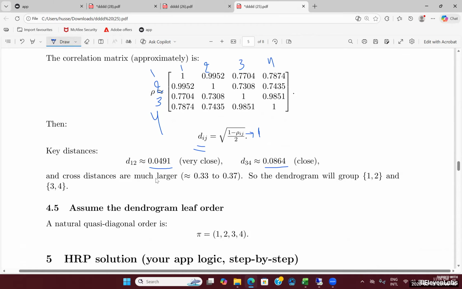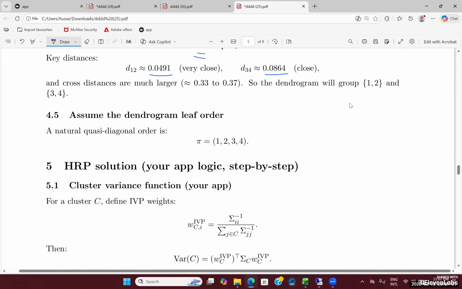However, the distances measured across different categories or types are considerably more substantial. For example, if you're attempting to establish a relationship between one of these assets and another, the resulting correlation coefficient could typically range from 0.33 to 0.37. So as you see in this scenario, within our current example, we will of course be dealing with a total of 4 distinct assets.